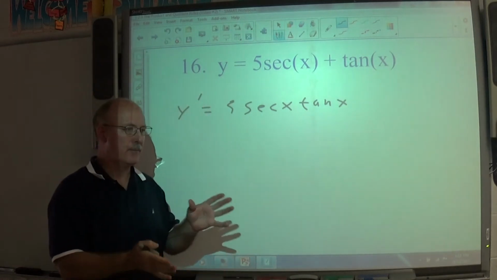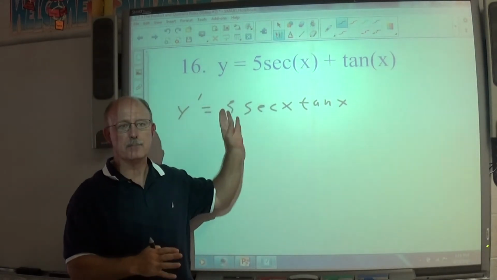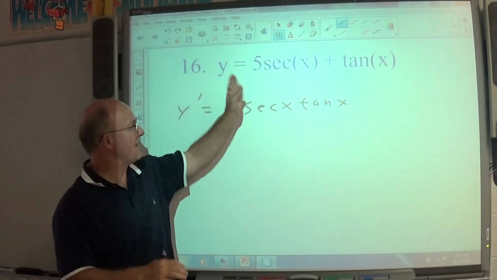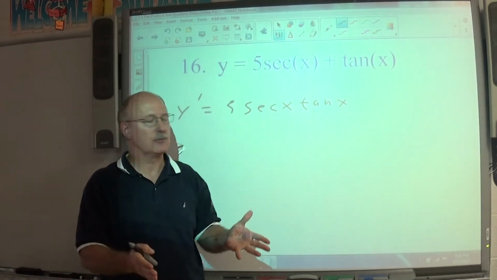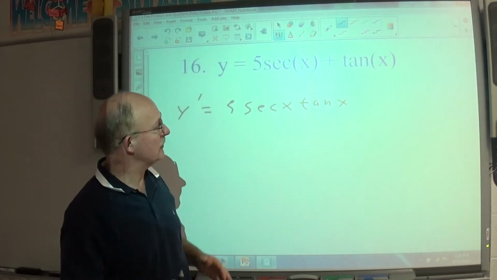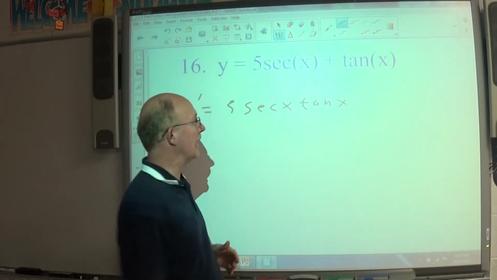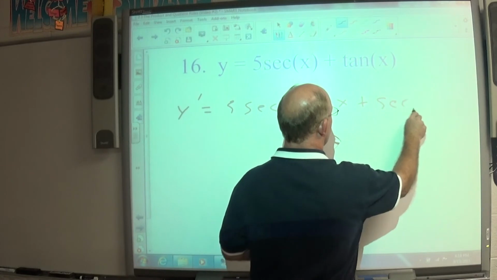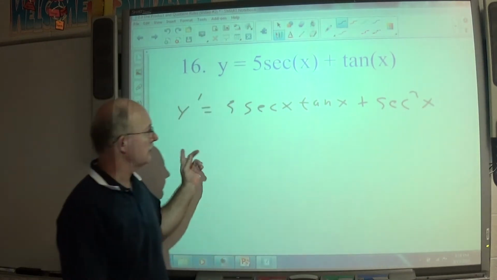Now you'd be surprised, for a lot of students the 5 will throw them off. But 5 is just a constant. So it's going to be 5 times the derivative of secant x, which is 5 times tangent secant. Now the derivative of tangent x is what? Secant squared x. It'll be plus secant squared x, and there you go.